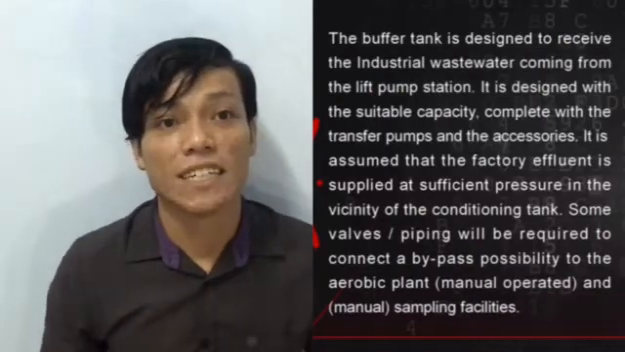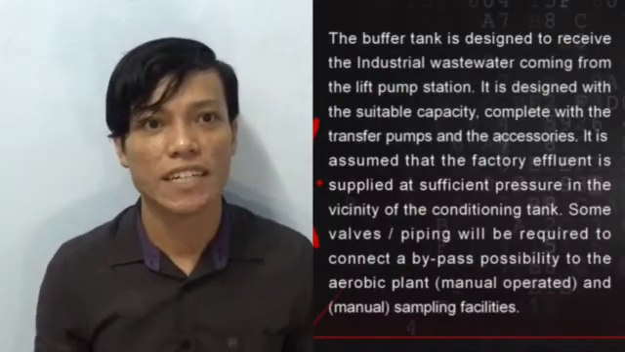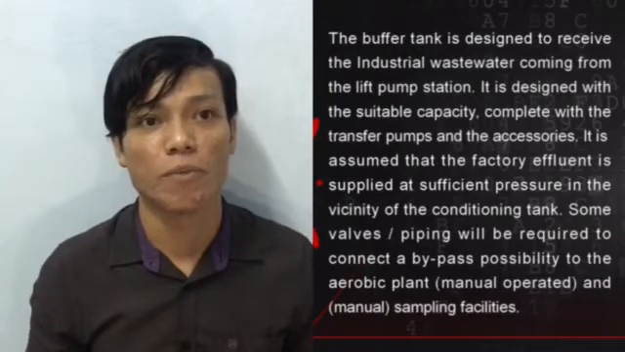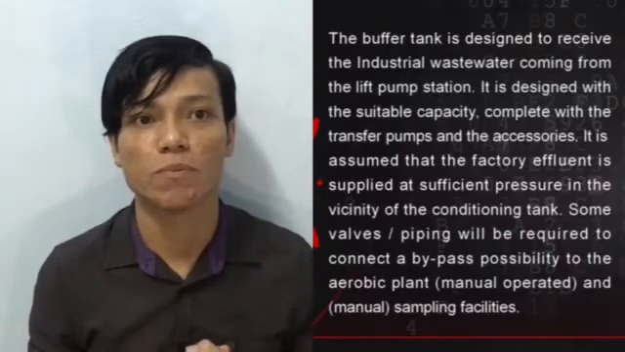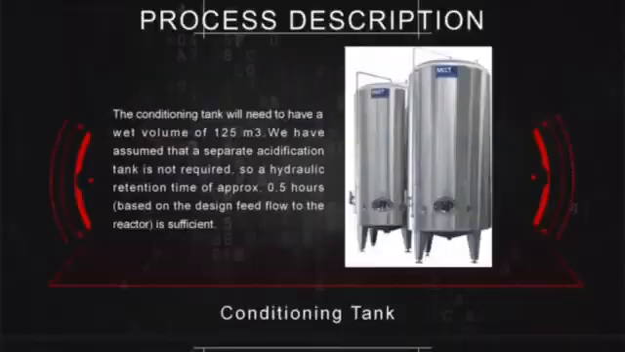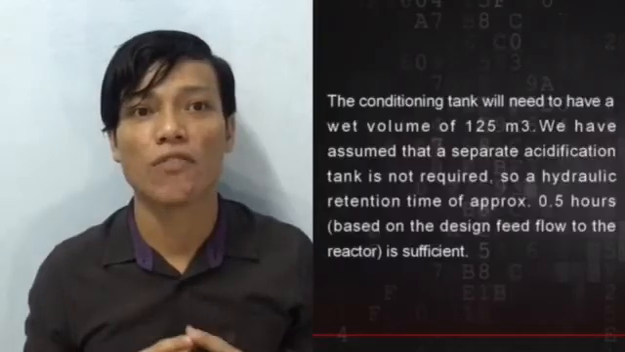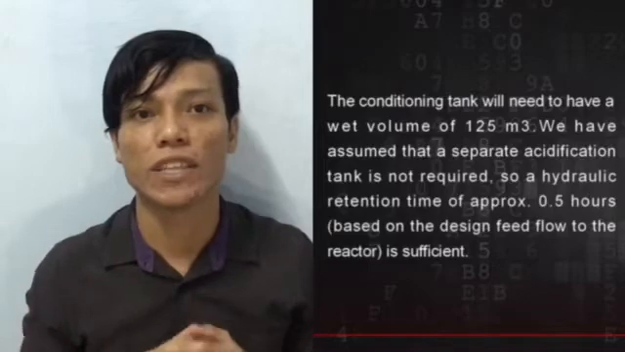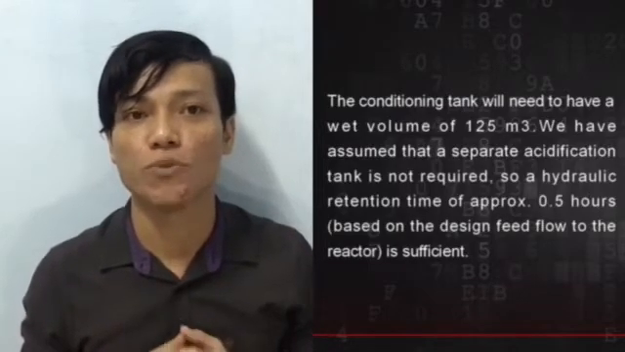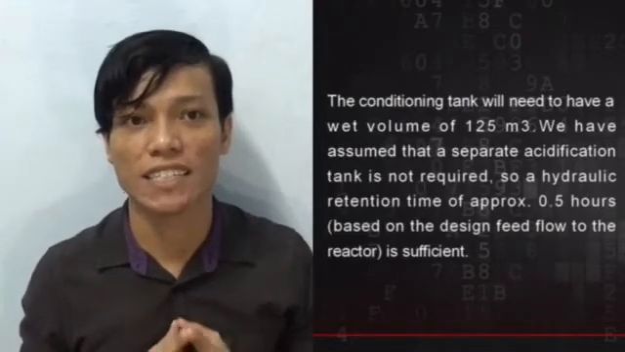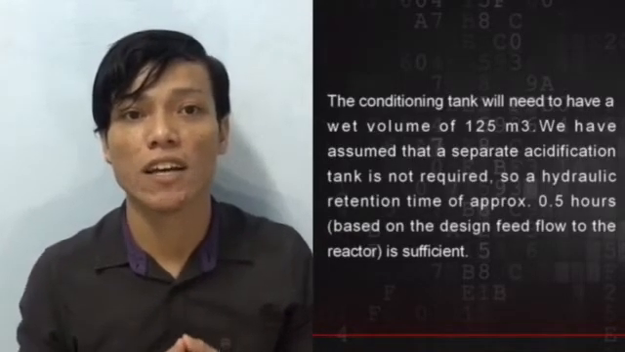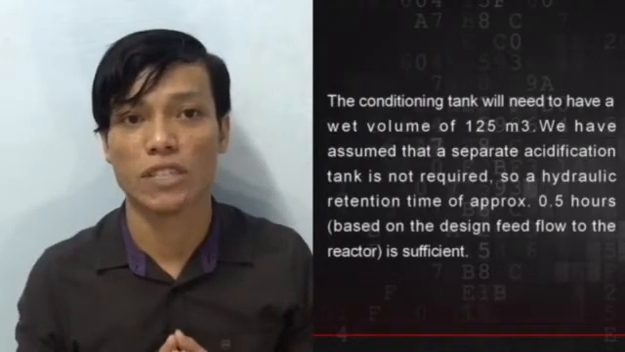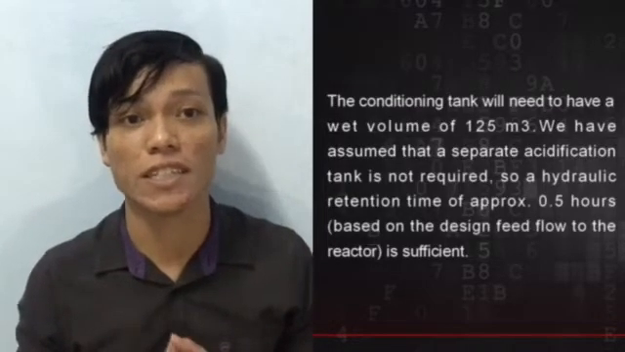buffer tank. The buffer tank is designed to receive the industrial wastewater coming from the lift pump station. It is designed with suitable capacity, complete with the transfer pump and the accessories. Second process is the conditioning tank. The conditioning tank will need to have a wet volume of 125 cubic meters. We have assumed that a separate acidification tank is not required, so a hydraulic retention time of approximately 0.5 hours based on the design feed flow to the reactor is sufficient.